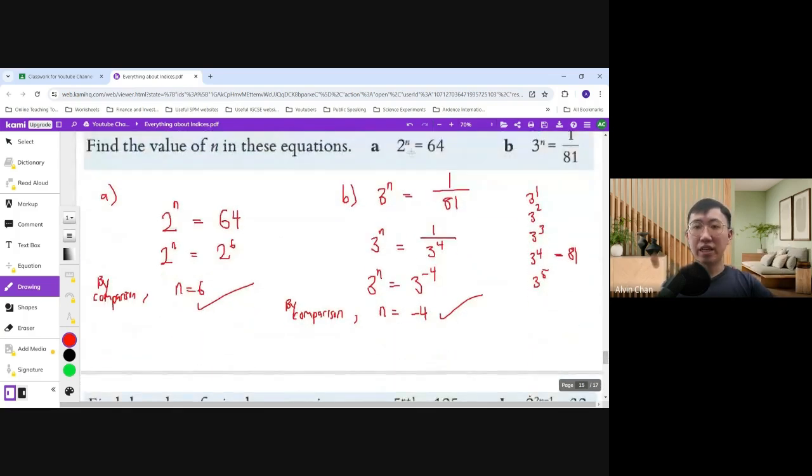Usually the bases are the hint. So this is base 2, and this one should be base 2 as well. So basically, that's how you do your past year paper.